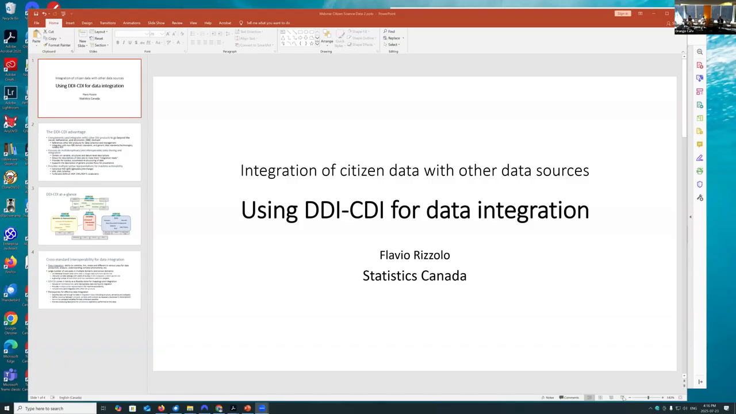Working on that. So the colleagues will be talking about standards and methods for data integration, and how to make data more interoperable if we're talking about data integration. So Flavia, you go first. Floor is yours. Thank you.